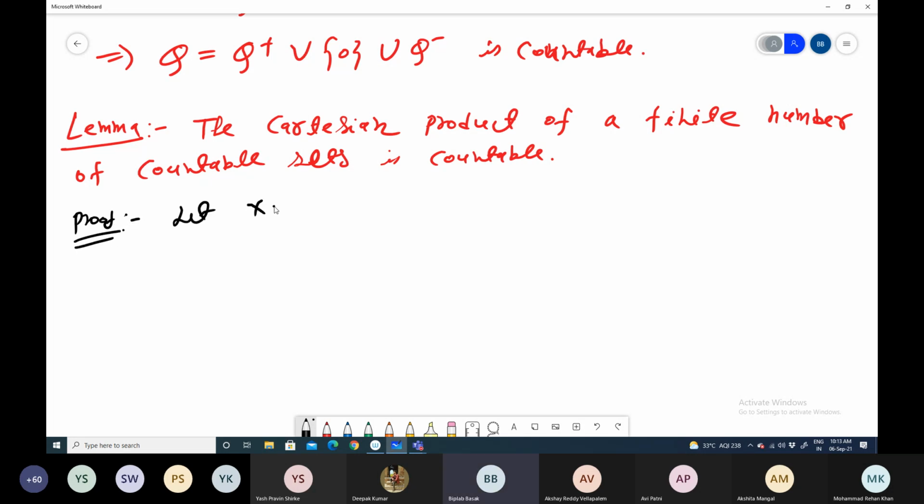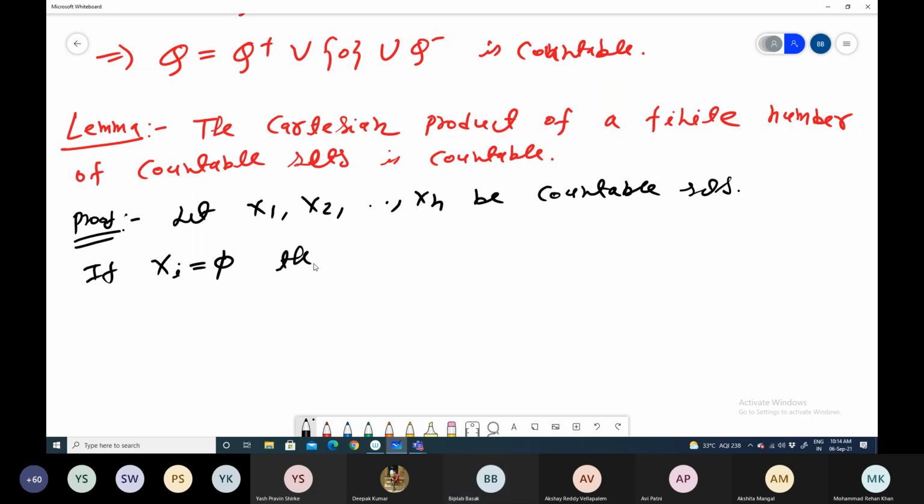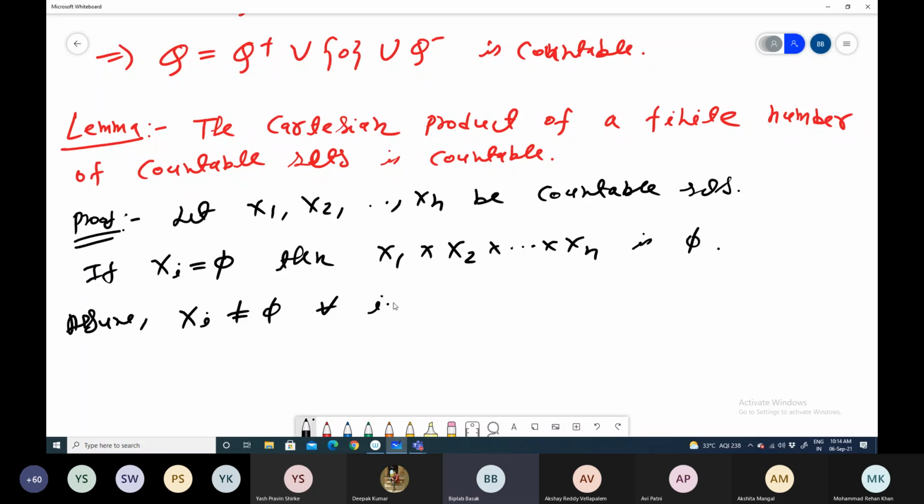So now let x1, x2 up to xn be countable sets. Now if xi is empty, then the product x1 cross x2 is also empty, right? So we are done. So assume xi is non-empty for all i equal to 1 up to n.